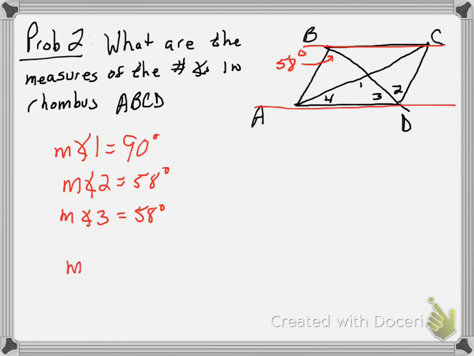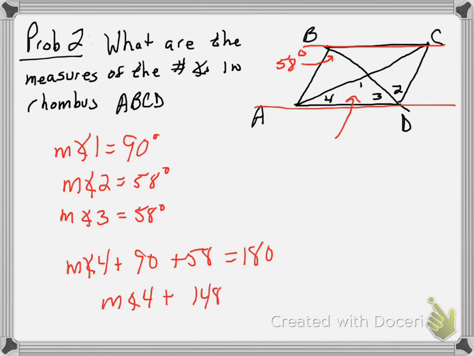So measurement of angle 4 plus 90 plus 58 has to be 180 degrees because if you look, that figure right there is a triangle. Okay, so all the angles in a triangle equal 180 degrees. Add them all up. Measurement of angle 4 plus 148 equals 180. Subtract 148, the measurement of angle 4 equals 32 degrees.